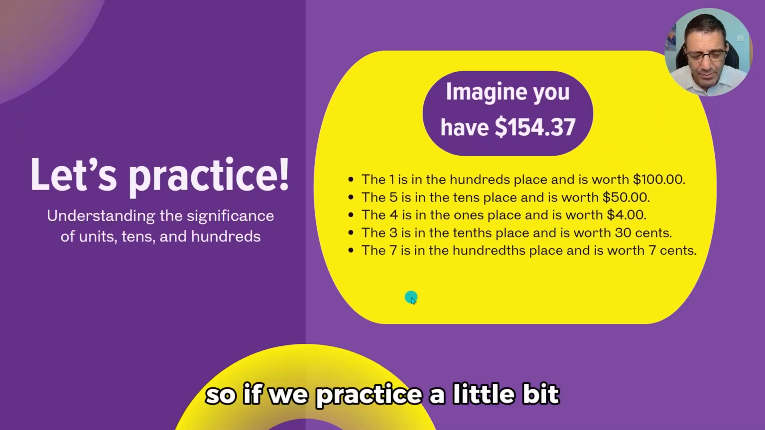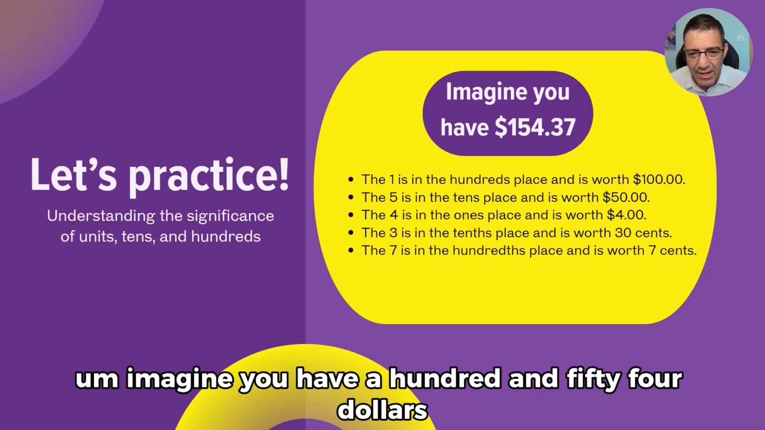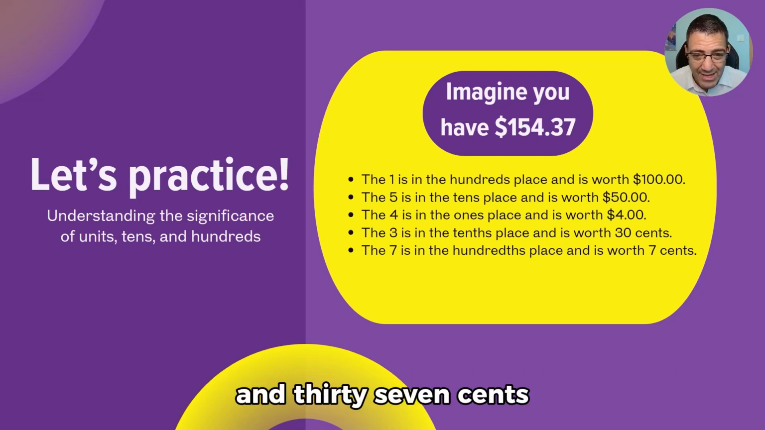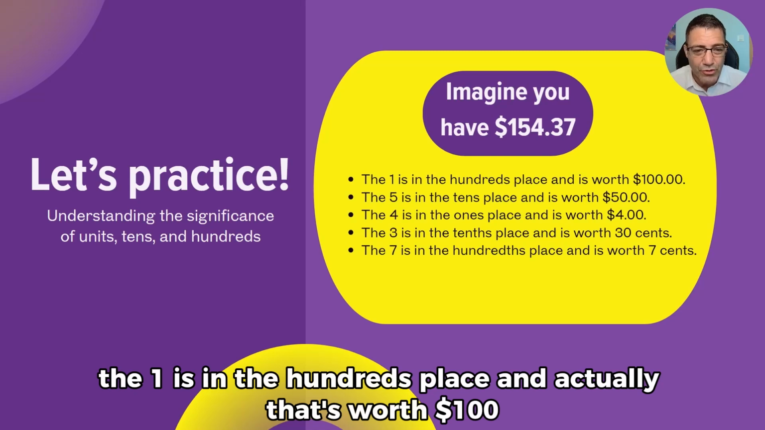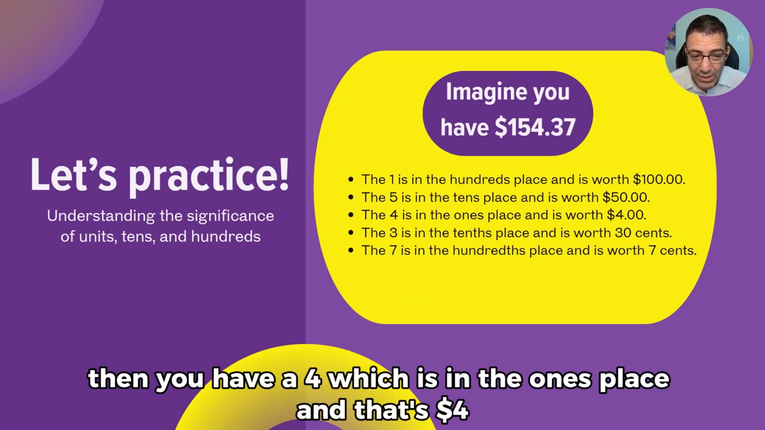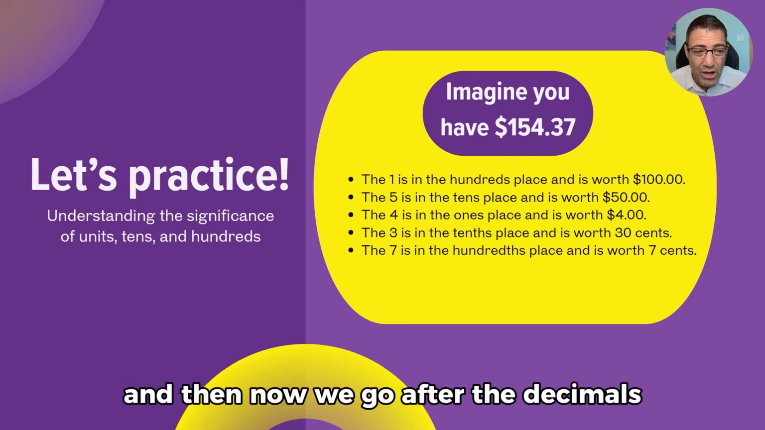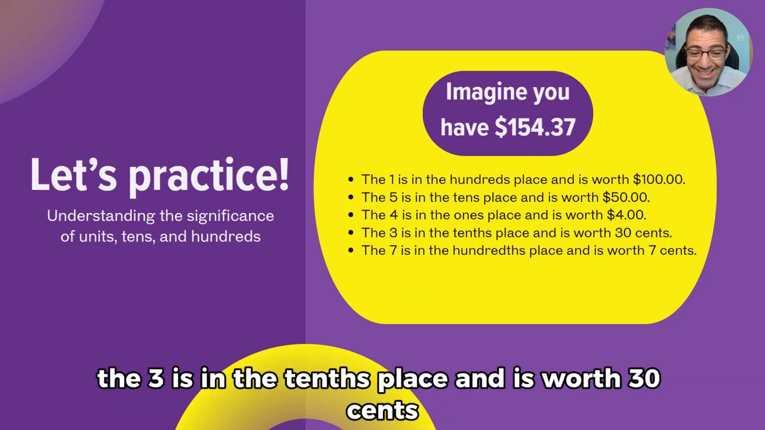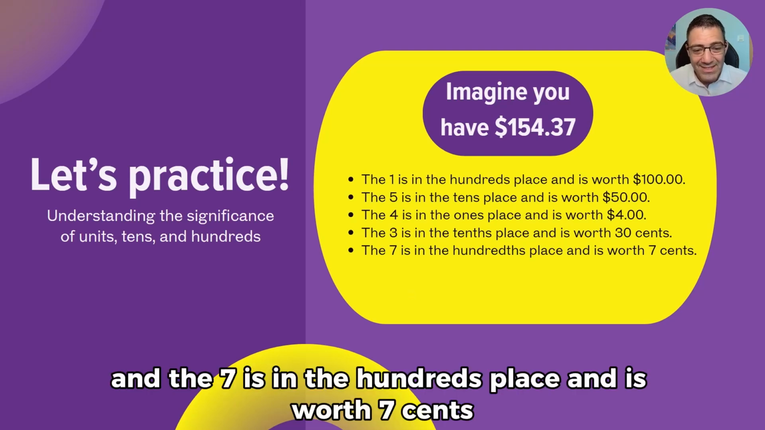So if we practice a little bit, just to make sure that we really get this, imagine you have $154.37. The 1 is in the hundreds place, and actually that's worth $100. The 5 is in the tens place and is worth $50. Then you have a 4, which is in the ones place, and that's $4. And then now we go after the decimals. The 3 is in the tenths place and is worth 30 cents. And the 7 is in the hundredths place and is worth 7 cents.